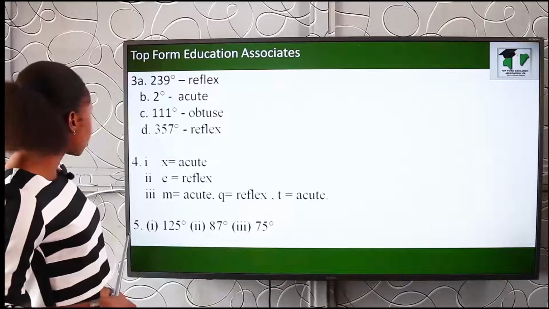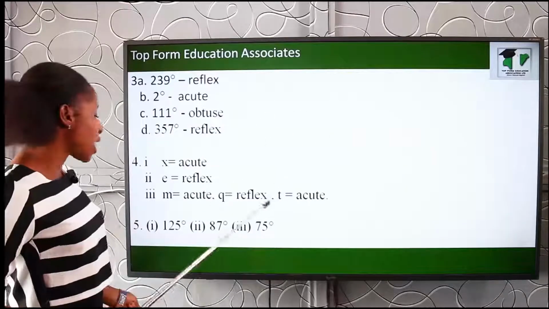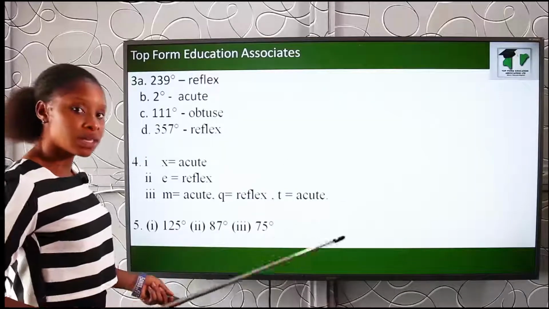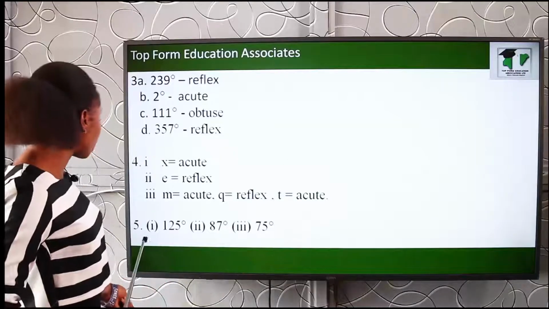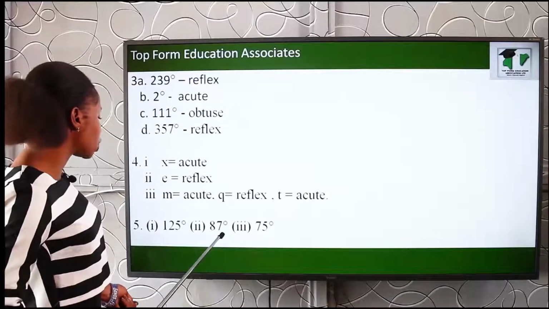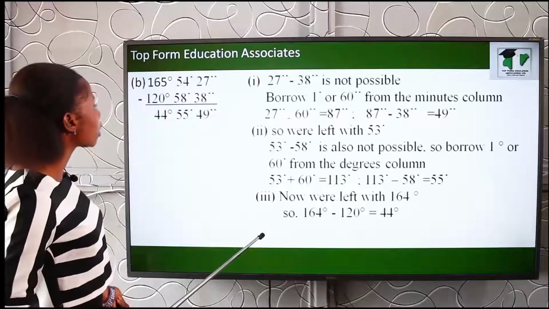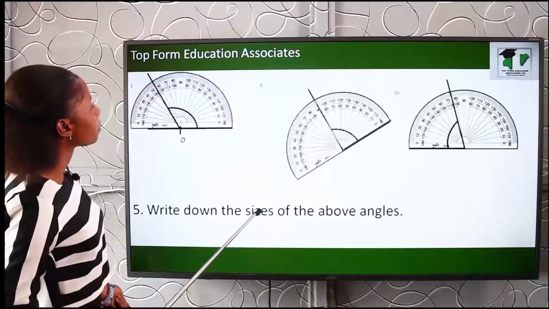Now for the last question, we had some angles with a protractor over them. We're asked to state and read their angles. So for the first one, we had 125 degrees, second one we have 87 degrees, and the third one we had 75 degrees. Let's quickly go back to look at them.